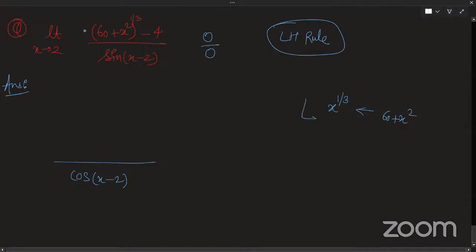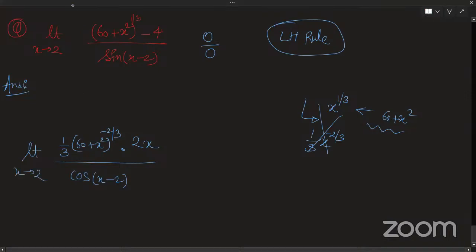So you approach from the outermost side, you get x raised to 1 by 3. The derivative is 1 by 3 into x raised to minus 2 by 3. So what will be the term that I write over here? 1 by 3, (60 plus x square) raised to minus 2 by 3, multiplied by 2x. Great, sir.